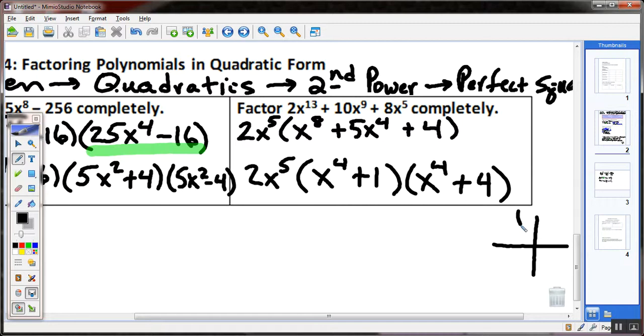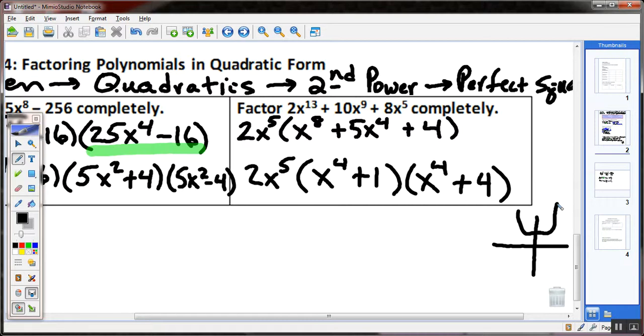x to the 4th plus 4 is going to be a graph that looks like this. Is that going to come down across the x-axis anywhere again? No. So what that's telling me is if this part doesn't cross the x-axis anywhere, I can't factor that anymore without the idea of imaginary numbers. Make sense?